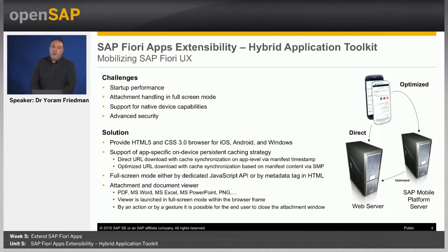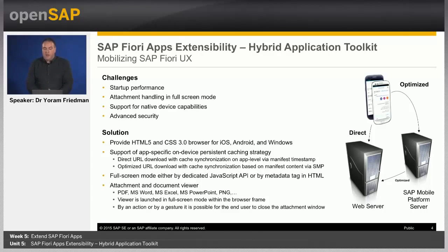If I open an attachment in a Fiori application on a mobile device, it will replace the screen, or it will appear in full screen, and I might have problems going back to the application. I want to be able to access the device capabilities like the camera, and I want to have better security when I'm running on a mobile device.